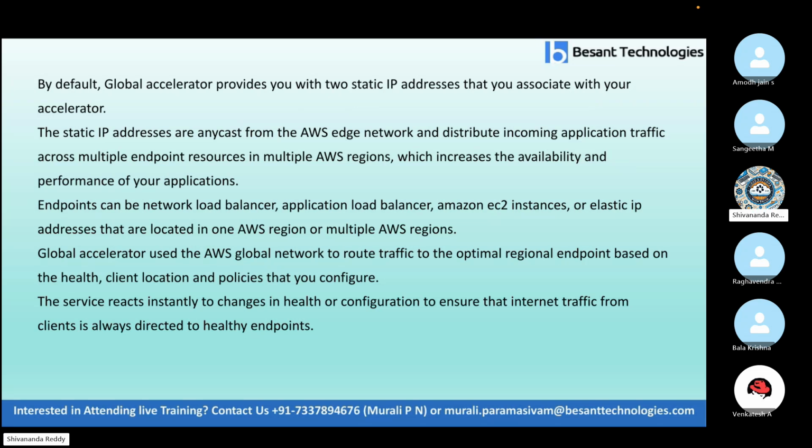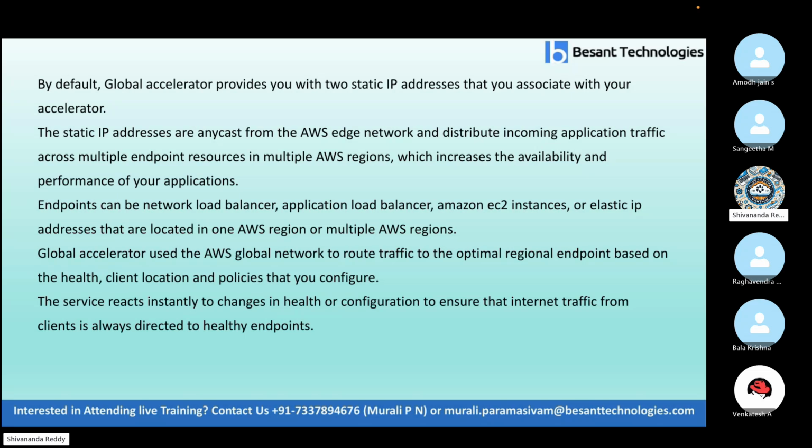That means there could be two elastic IPs, public IPs. They are static, which means those IPs will never change. Those IPs will be configured for your endpoints. Endpoints means your applications. Endpoints can be a Network Load Balancer, an Application Load Balancer, an Amazon EC2 instance, or an elastic IP address that is associated with one region or multiple regions.